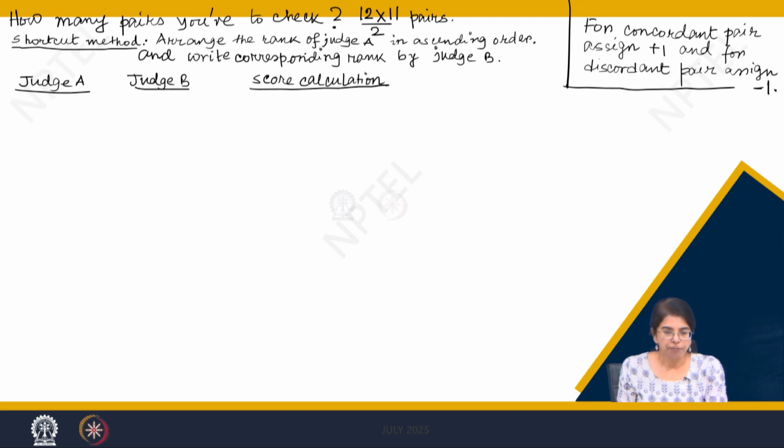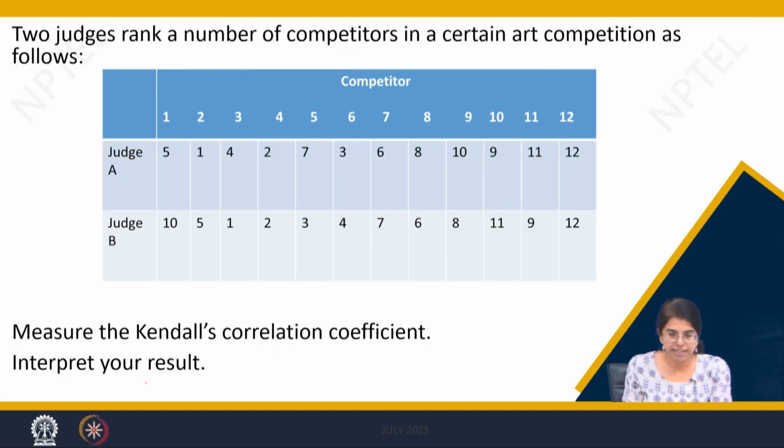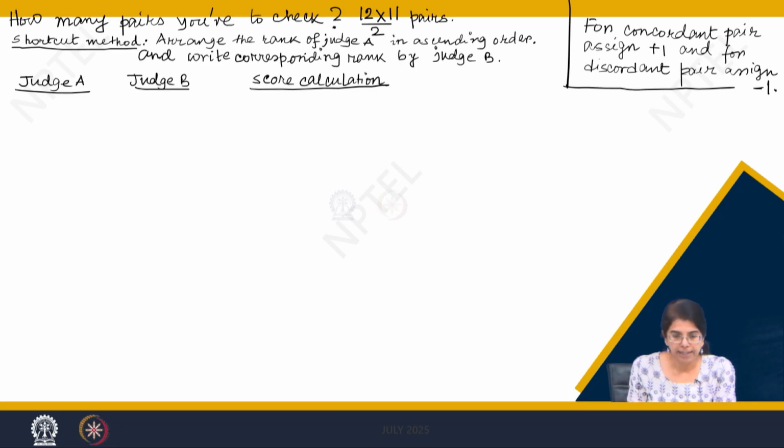Okay, so first, how many pairs do you need to compare? You can see there are 12 competitors. So the total number of pairs will be 12 into 12 minus 1 divided by 2. See here, I have written 12 into 11, which is 12 minus 1, divided by 2. And as I told you earlier, for concordant pairs we are assigning +1, and for discordant pairs we are assigning -1. Let's do the problem.